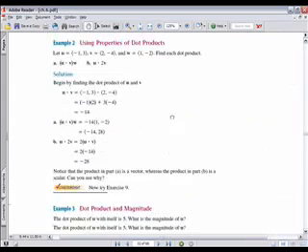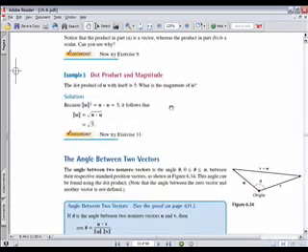Okay, going on to example 3, we know that the dot product of a vector with itself is the magnitude squared. So if we're told the dot product of u with itself is 5, what's the magnitude? Well, we can say that magnitude squared is u dot u, which is 5, so the magnitude is root 5.